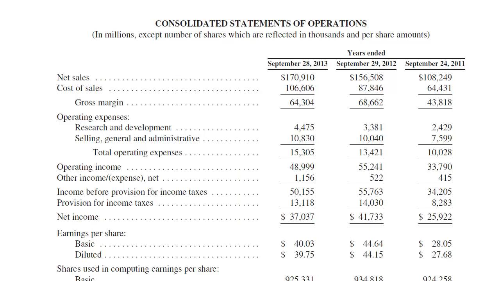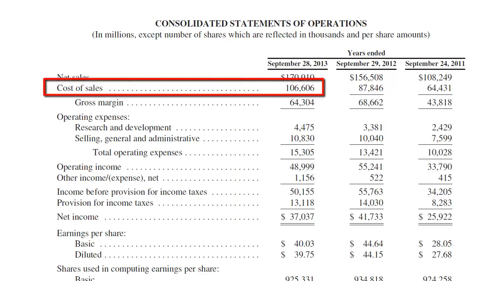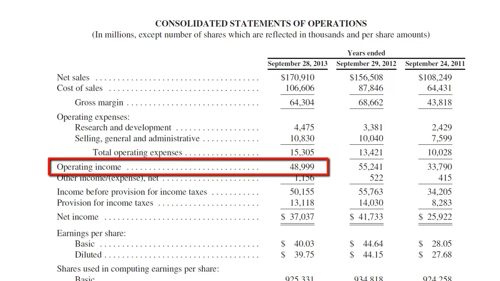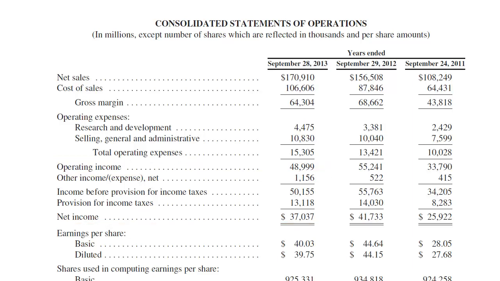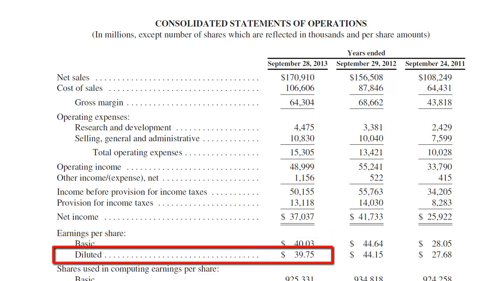We can see that Apple had net sales of about $171 billion. Cost of sales was about $107 billion. Operating expenses totaled about $15.3 billion. The operating income was almost $49 billion. The net income was about $37 billion. And the earnings per share was about $40 for basic, and diluted earnings per share was about $39. Or rather, it was $39.75.